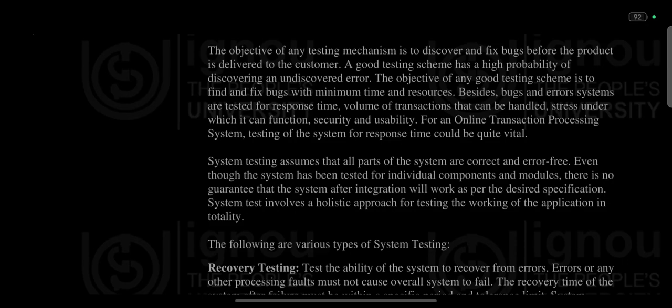System testing assumes that all parts of the system are correct and error free, even though the system has been tested for individual components and modules. There is no guarantee that the system after integration will work as per the desired specification. System test involves a holistic approach for testing the working of the application in totality. The following are various types of system testing.